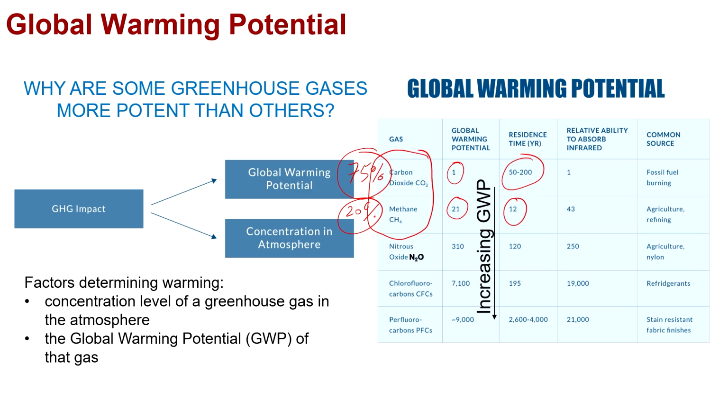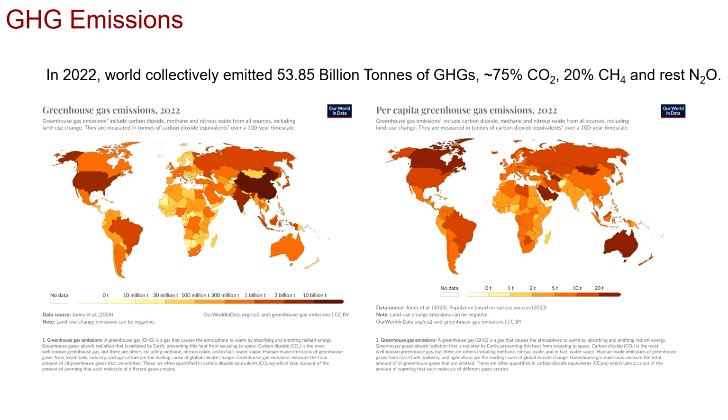So, these two gases, carbon dioxide and methane, are two important gases which get accumulated in the atmosphere, and how much warming they will cause is determined by global warming potential and concentration in the atmosphere. These are driven by fossil fuel burning for energy production, agriculture and refining, and to run our industries. They are the primary drivers of global warming.